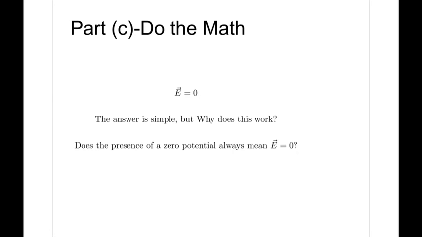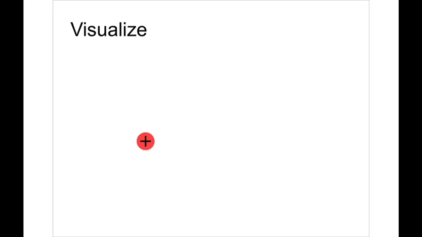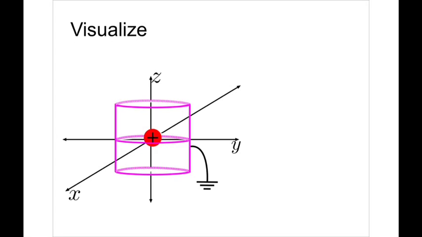Now, before I actually solve this part and tell you why, I'm going to leave this as an open question for you to think about. Does the presence of a 0 potential always mean that the electric field is 0? So keep that in mind while we're solving this part C of the question, and think about that at the end of this example. So I'm going to get rid of that line of charge completely, and we'll just focus on the point charge. Here I've surrounded the point charge with this cylinder, and I've grounded it, giving it that 0 potential, just as the question had suggested.